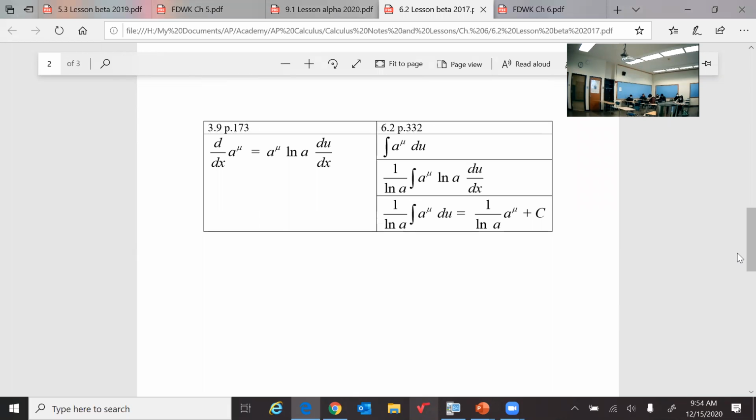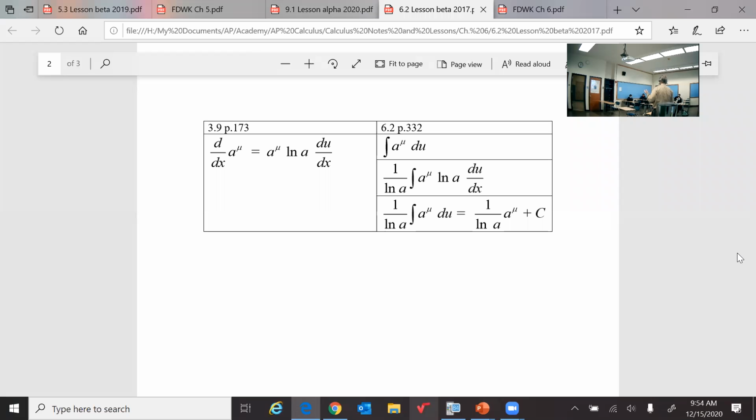Now, you need to be aware of this. If we go way back, think about this. If we go back to chapter 3, the derivative, this was the general case for derivatives of exponentials. The derivative of a to the mu is itself times ln a times the derivative of the exponent. Okay. If I don't remember that, I think I can pick it up pretty quick if I need it.